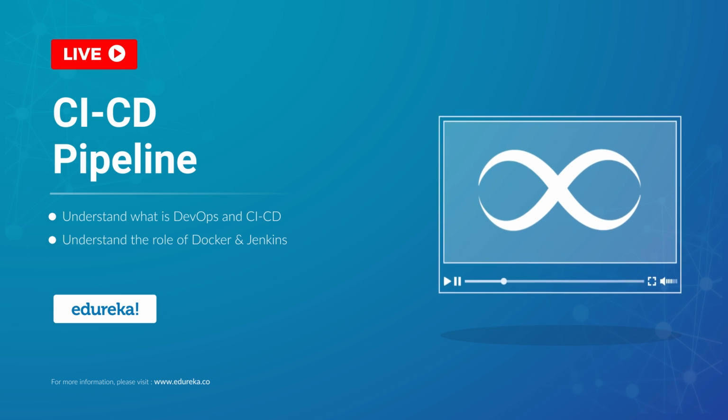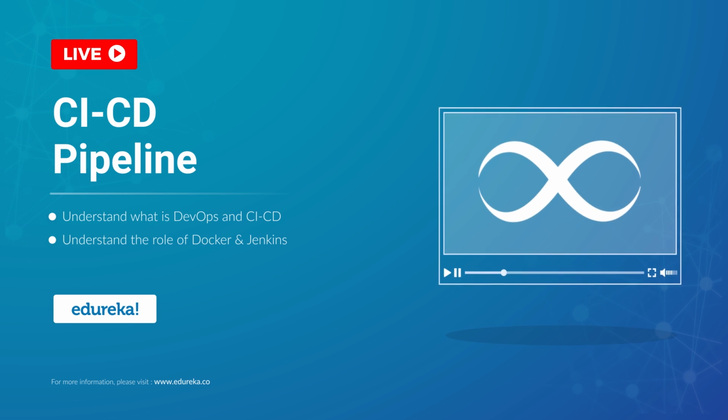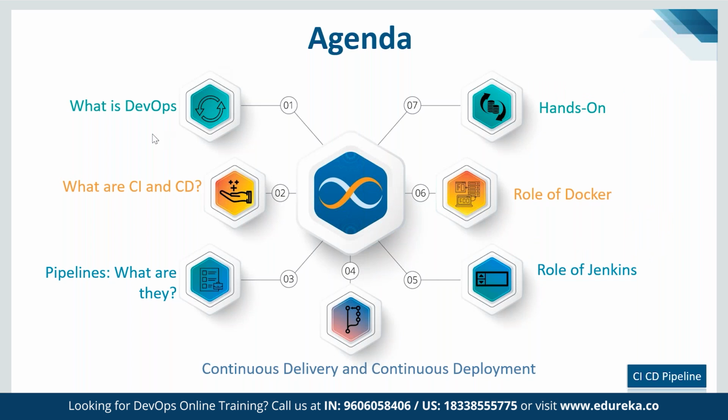So here, guys, you will see in the slides what we are going to cover today. We are going to cover first what is DevOps, what are CI/CD pipelines, why pipelines are being used, what are continuous delivery and deployment models, what is the role of Jenkins, what is the role of Docker, and the hands-on. So these are the topics we'll be covering. First, let me start with what is DevOps.